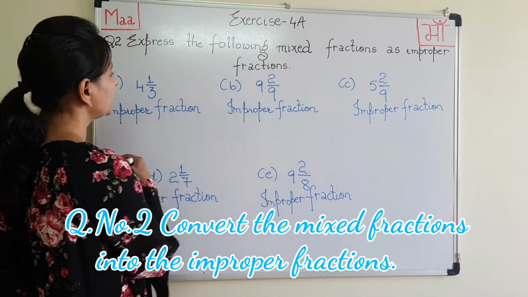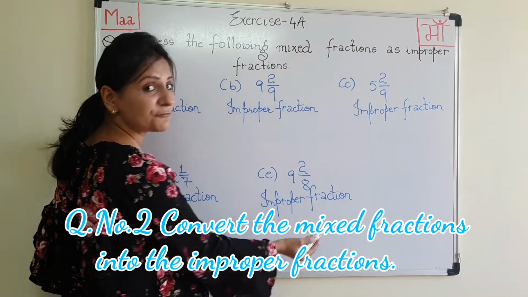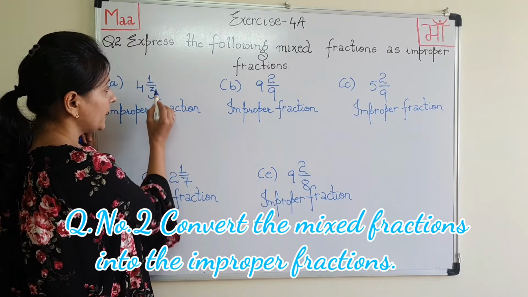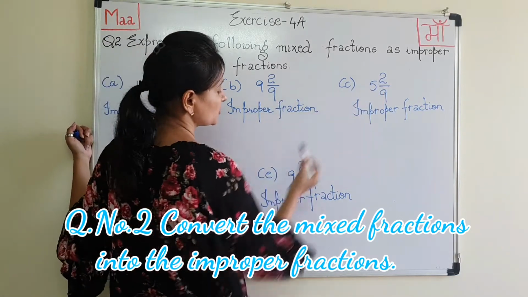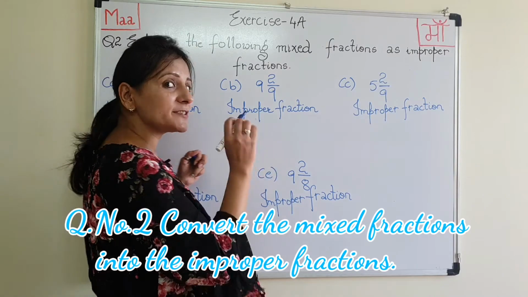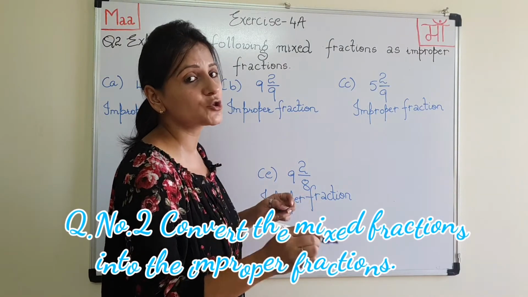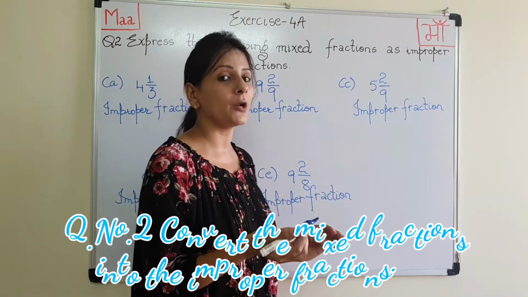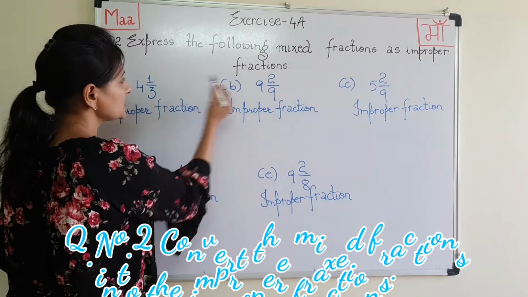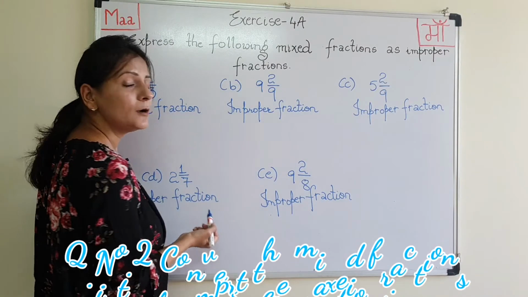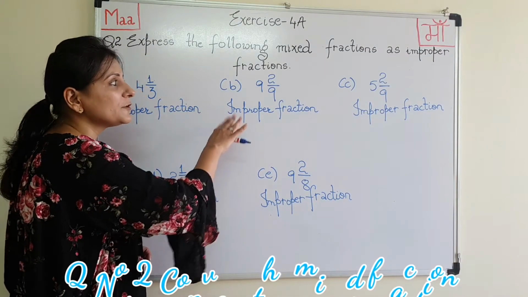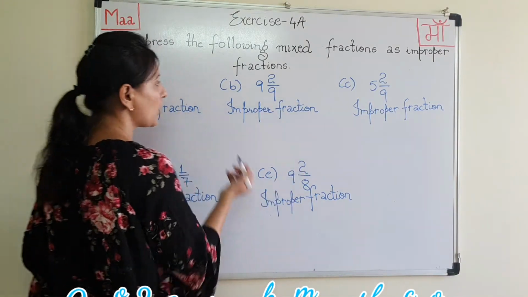So here you can see that all the parts are mixed fractions, a combination of a whole number and a proper fraction, where the whole number starts from 0 and then continues, and a proper fraction means the fraction where the numerator is smaller than the denominator. So you can see that all these fractions are proper fractions. Now how to convert this mixed fraction into an improper fraction?